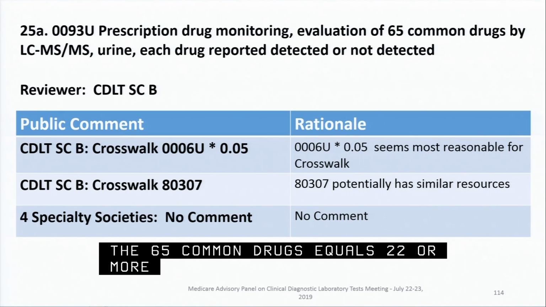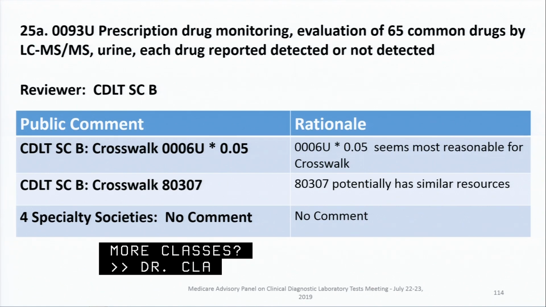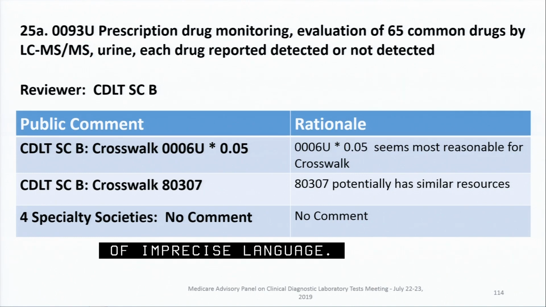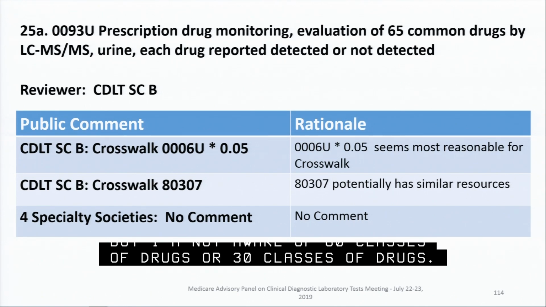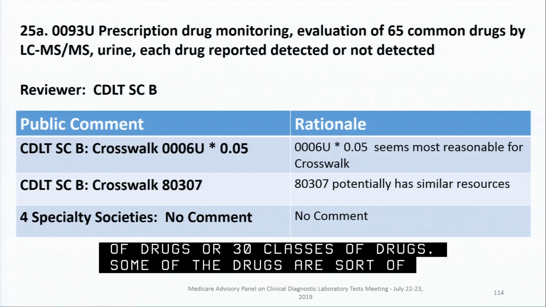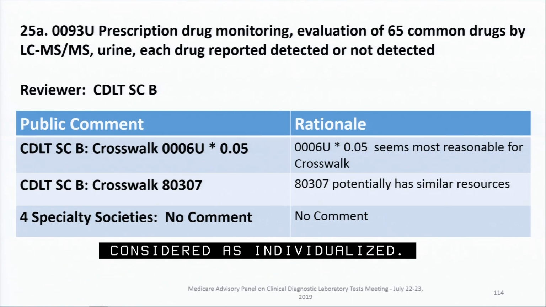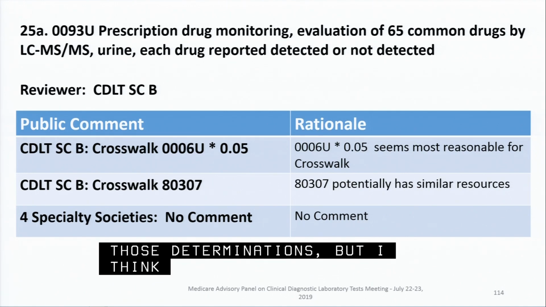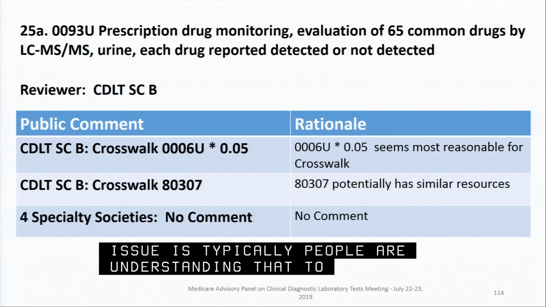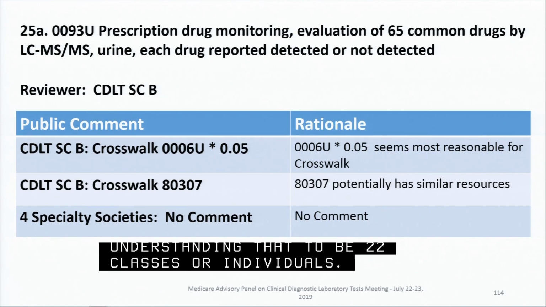So I think that's a matter of imprecise language. It would include opioids as that, but I'm not aware of 60 classes of drugs or 30 classes of drugs. Some of the drugs are considered as individualized, and I don't do the coding, so I can't tell how people are making those determinations, but my understanding is that typically people understand that to be 22 classes or individuals. Some of the drugs stand alone, like the illicit drugs, because it includes these panels.